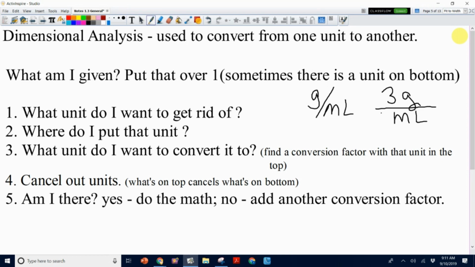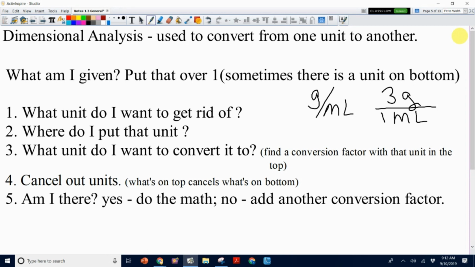Now, you can understand that there's going to be a 1 there. But sometimes there are numbers there other than 1. So if it's already over something in a fraction form, just write it as that. But if it's not written in a fraction form, then go ahead and convert it to a fraction like this. Okay? So the first thing you want to do is decide what unit in your given you want to get rid of.